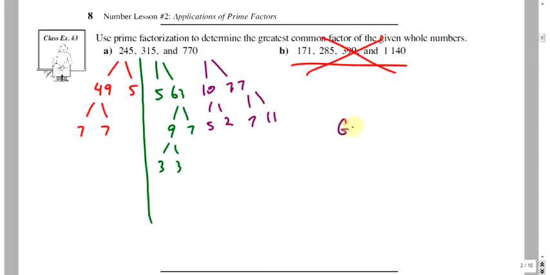How do I find my greatest common factor? Who will tell me the procedure? Who's got it? What do I do? Some of you know it. You're just not putting your hand up. Except Alicia. What do we do, Alicia?